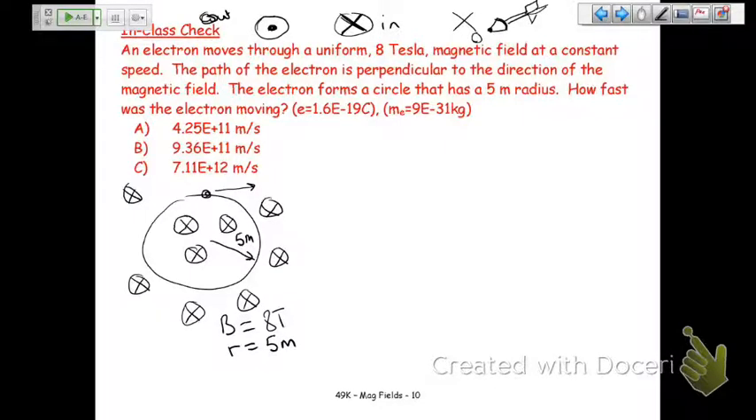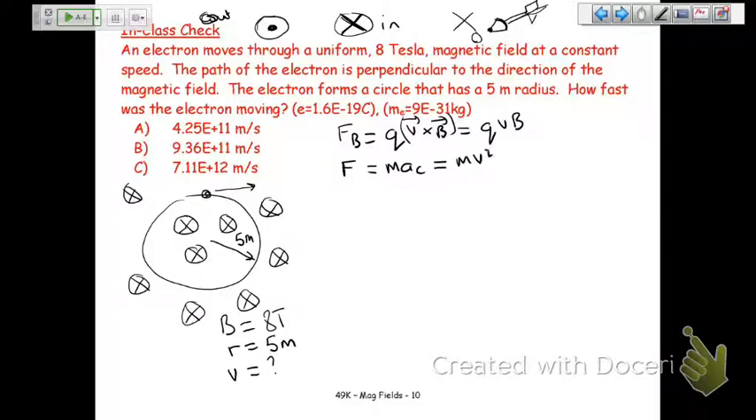How fast was the electron moving? My V is equal to, I don't know. And I can't remember that equation. I don't need to remember that equation. I say F_B is equal to Q, V cross B, which equals QVB, because we're at 90 degrees to each other.